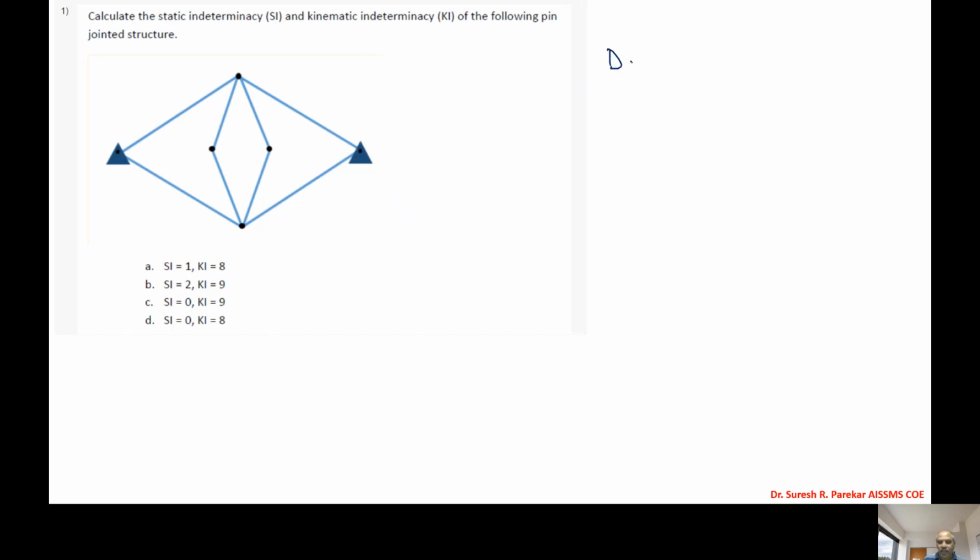So we have DSE equal to R minus equilibrium equations. Now we have here 1, 2, 3, 4. So we have 4 reactions minus 3 equilibrium equations, that is 1. Then we have DSI equal to m minus 2j minus 3.